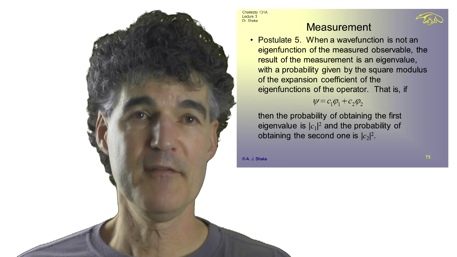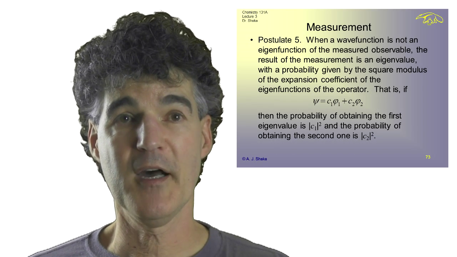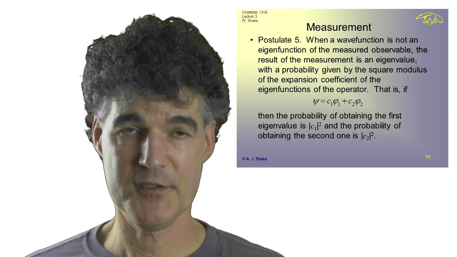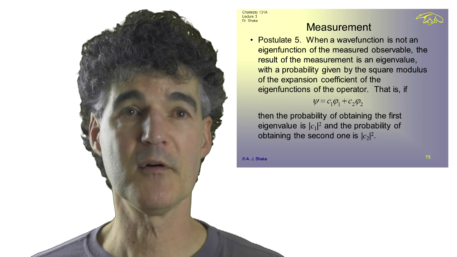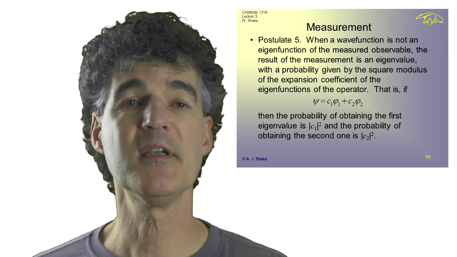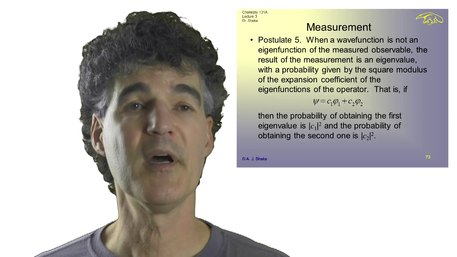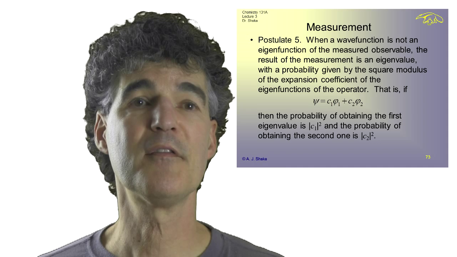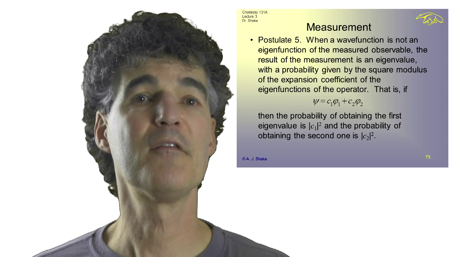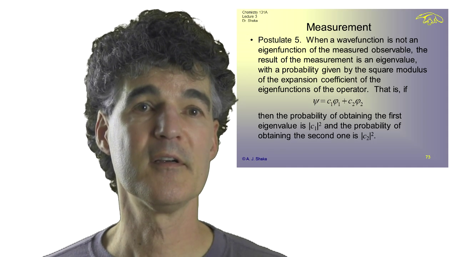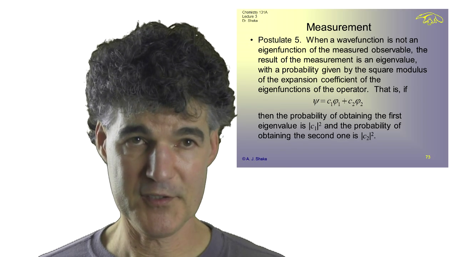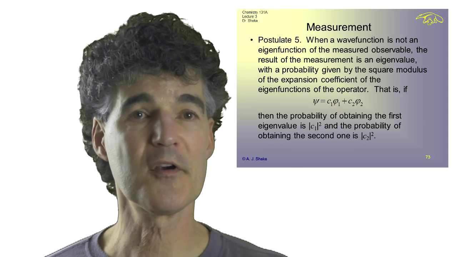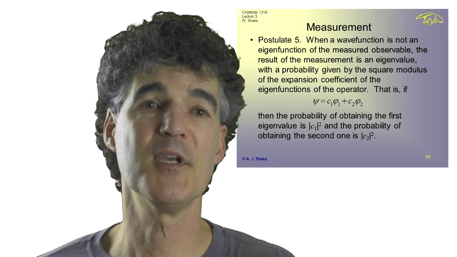Postulate 5 is this. It's quite a mouthful, but we'll get to it. When a wave function is not an eigenfunction of the measured observable, the result of the measurement is still an eigenvalue, but now the probability is given by the square modulus of the expansion coefficient of the eigenfunctions of the operator. So if I have a wave function psi with constants, which could be complex numbers, doesn't matter, because all these functions can be complex.